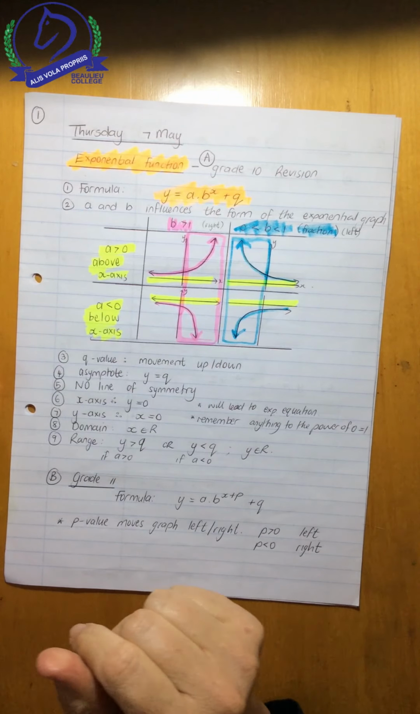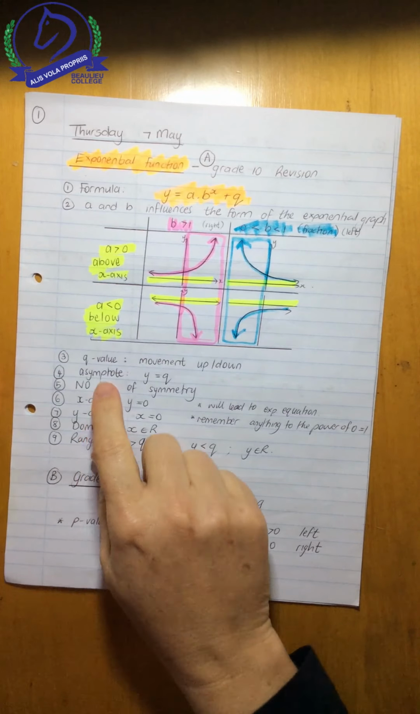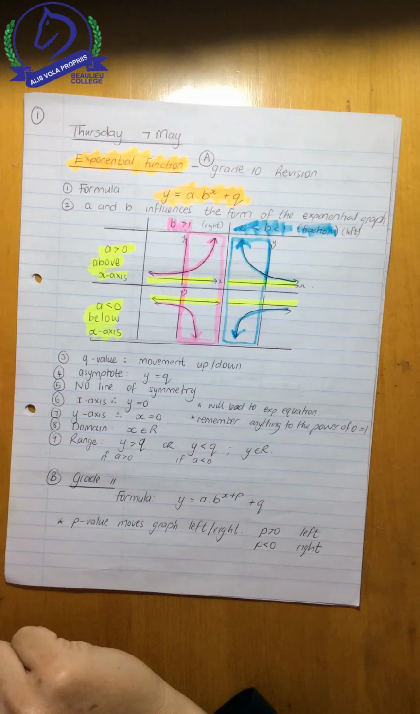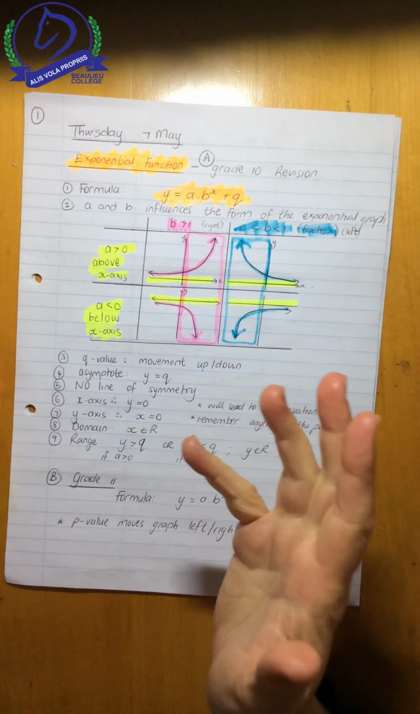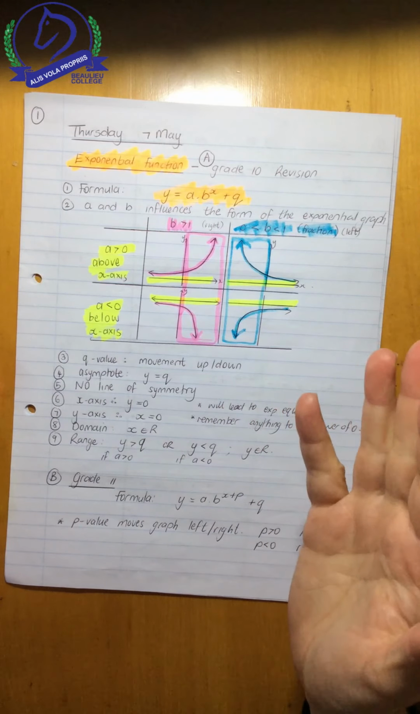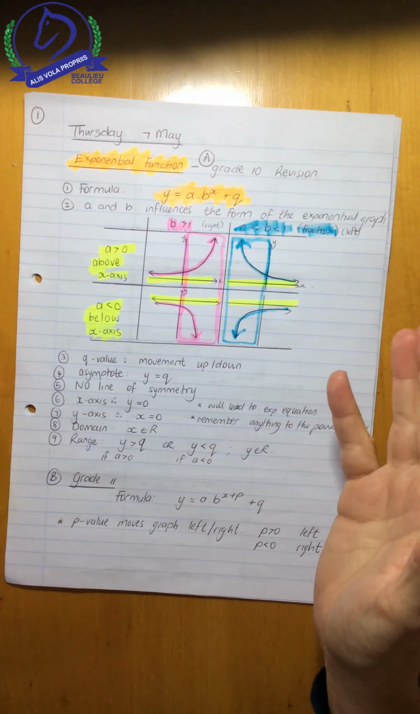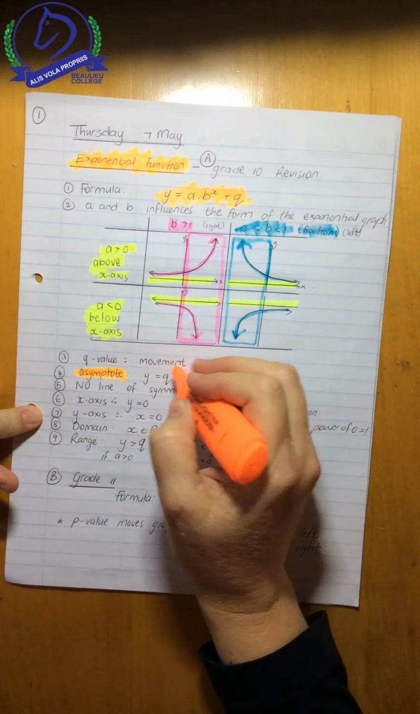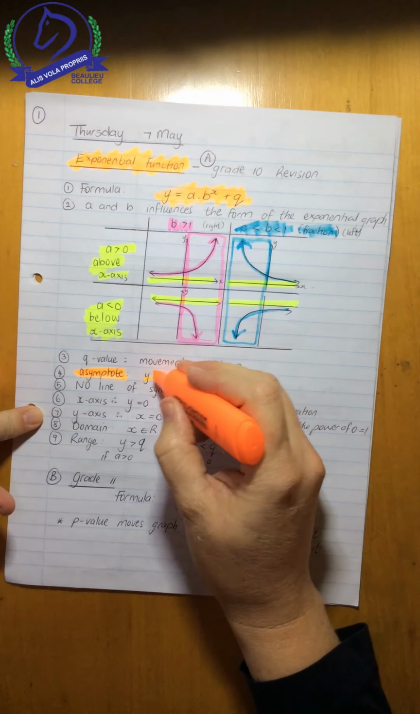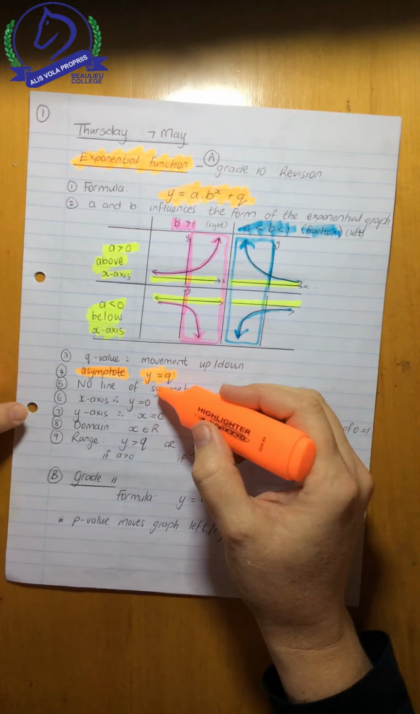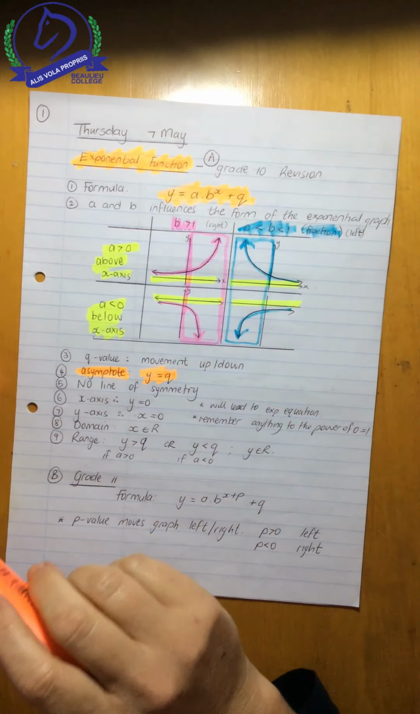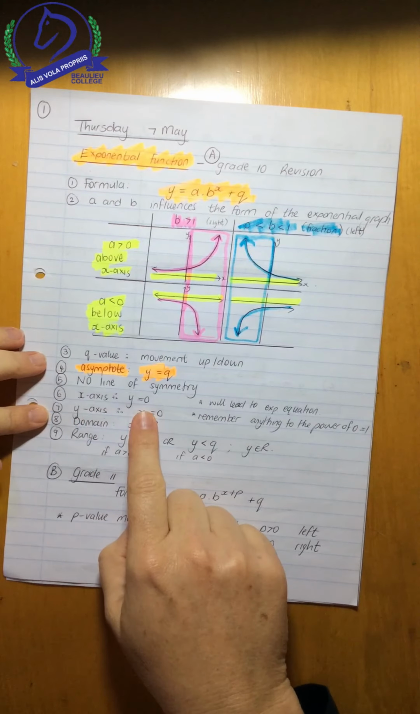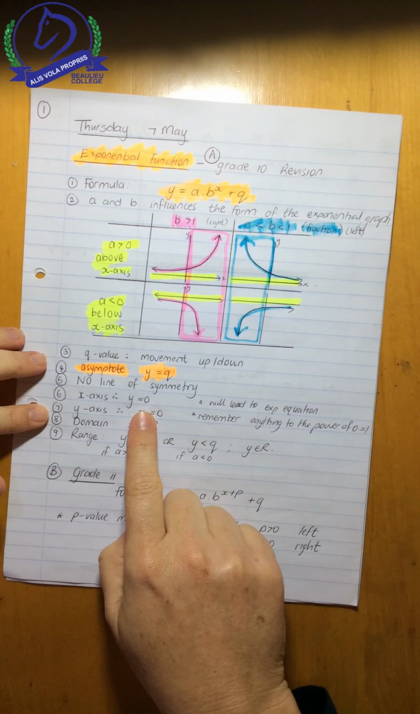Okay, so what else did you learn? You learned in grade 10 that the q value is the movement up or down. Exponential has an x, and you only hopefully have one x. So there's only one asymptote, and that is y equals q. There is no line of symmetry. And then to get the x-intercept, you make y equal to 0.